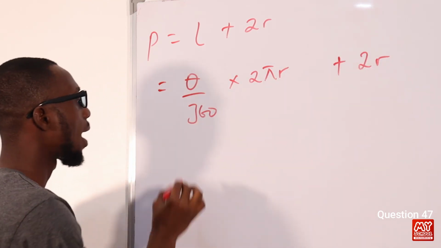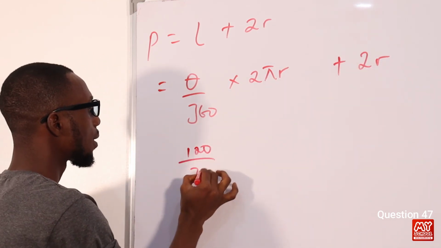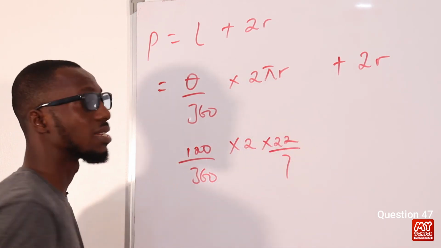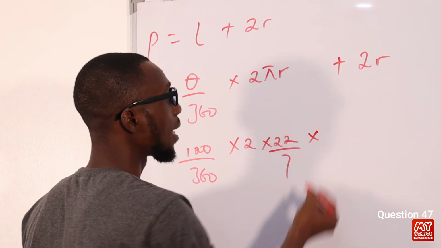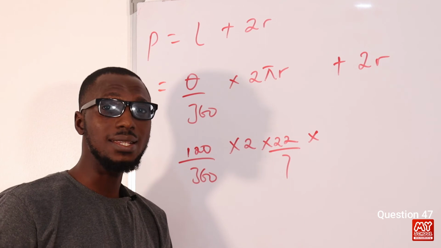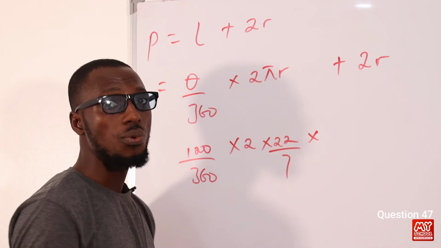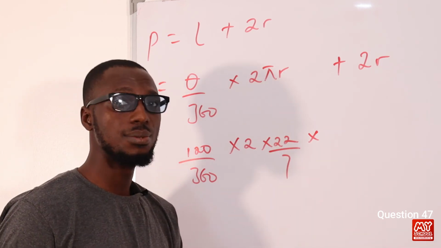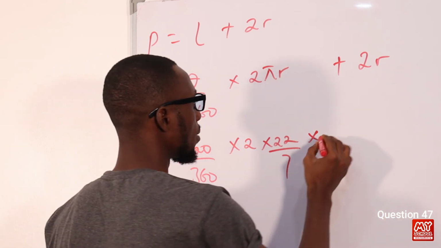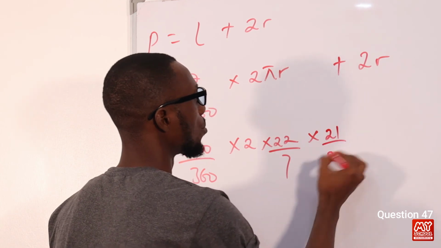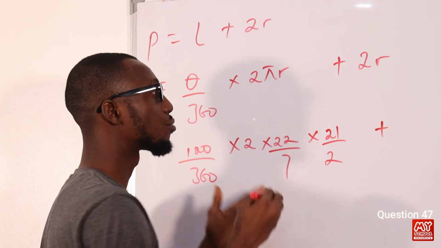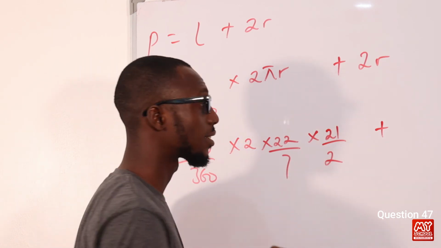So we are given theta as 120 over 360, times 2. We are asked to take pi as 22 over 7. Then the radius is given as 10.5. I can write 10.5 as 21 over 2. 21 divided by 2 will give you 10.5. So whichever one you want to use is okay. So 21 over 2, then plus, remember our r is 10.5. So 2 times 10.5, that is 21.